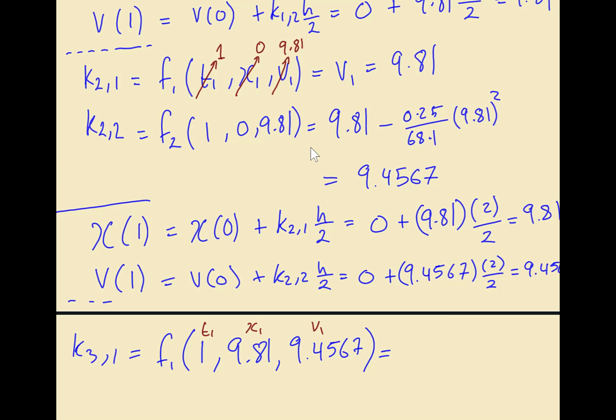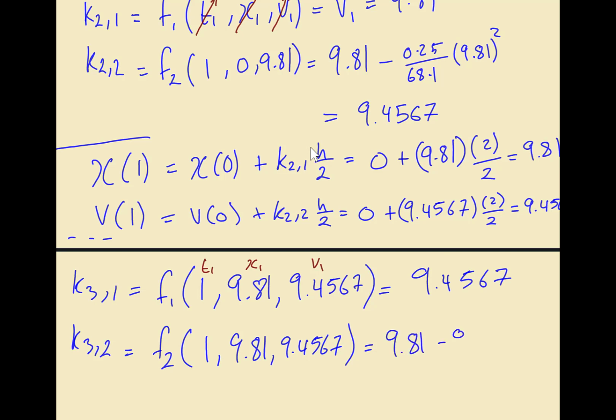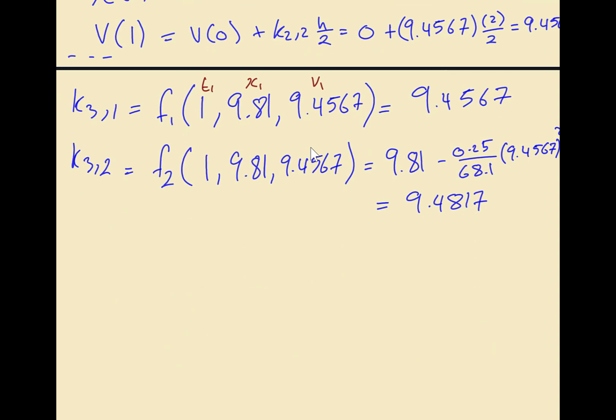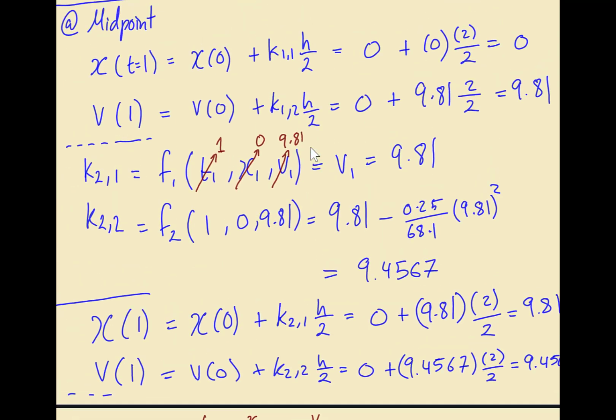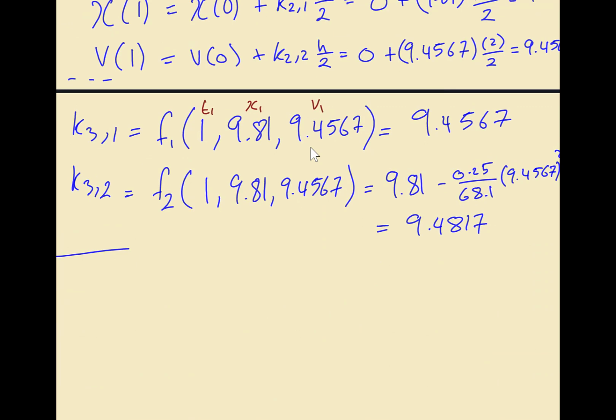You apply the equation for dx by dt, which is simply the velocity. So this is going to be 9.4567. Then k32, the second function, again 1, 9.81, and 9.4567. Then we apply the bigger function, dv by dt, which is 9.81 minus 0.25 divided by 68.1 times the velocity, 9.4567 squared. You do this math and you get 9.4817. Now we want to find, I forgot to write here, this is at the midpoint, and this is at the midpoint also. So for k4, where do we need to find the value?